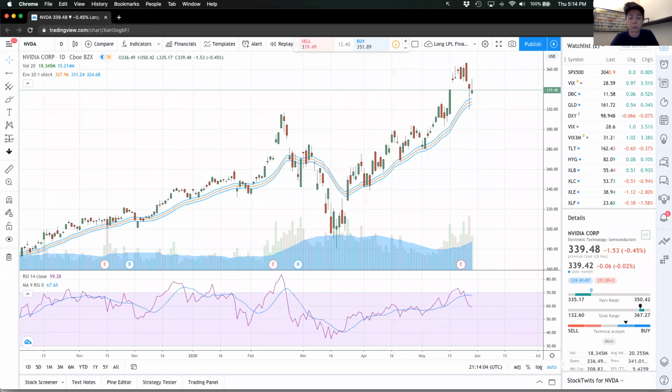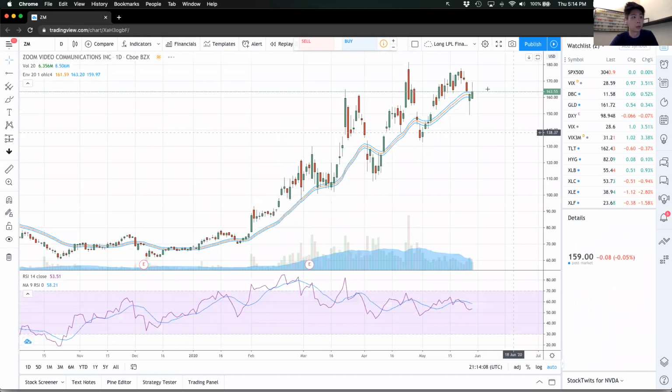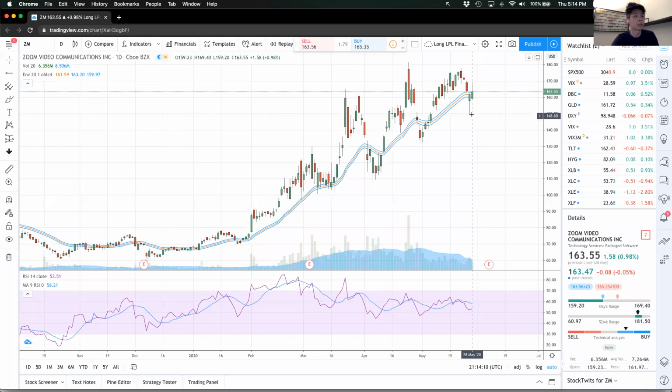Why not buy a bull put spread on ZM? You certainly can. I think my only concern was the fact that today's price action got all the way up to 169, but closed at 163. That's pretty weak price action, and that's usually a concern to me.